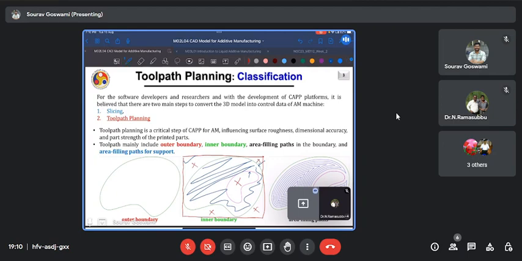But what is the optimum strategy to actually deposit material in this region? And by varying this deposition strategy, what other factors can I influence? For example, can I change the part density? Can I change the strength of the part? Or the accuracy with which I am capturing these outer contours and this inner contour? These are the various aspects that we'll be talking about today.